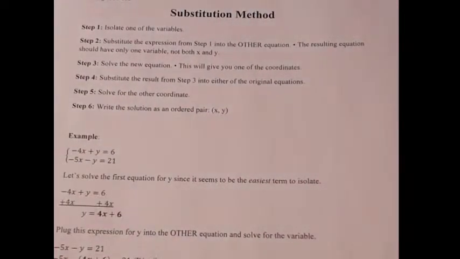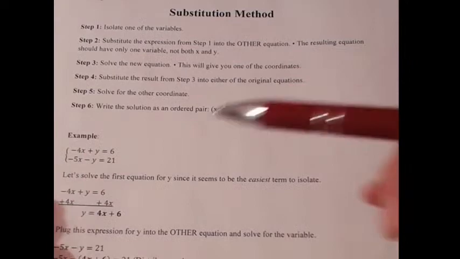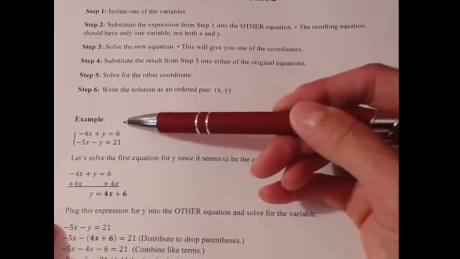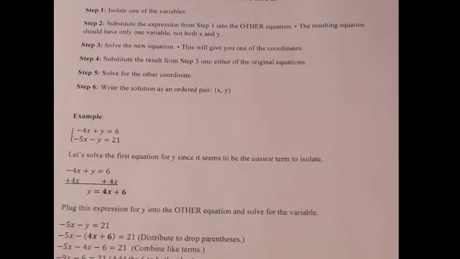Let's now talk about the substitution method. I'm going to walk you through this idea of substitution method, and then we're actually going to take a look at a couple examples. So when you have your system, the first thing you want to do is you want to isolate one of the variables. So let's take a look at our example. Negative 4x plus y is equal to 6, and negative 5x minus y is equal to 21.